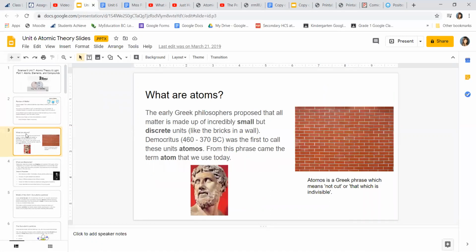First of all, we have a bunch of early Greek philosophers who proposed the idea that all matter is made up of incredibly small but discrete, or individual separate, units, like the bricks in a wall. Then, and we'll see if I pronounce this correctly, Democritus was actually the first one to call these units atomos. Eventually that turned into the atoms that we use today. Atomos is a Greek word which means not cut, or that which is indivisible.